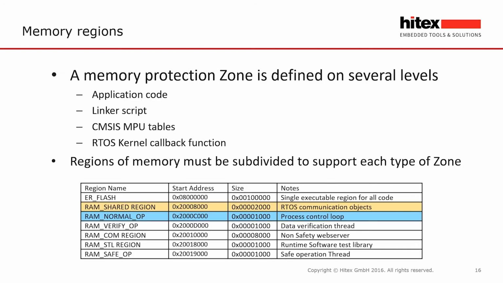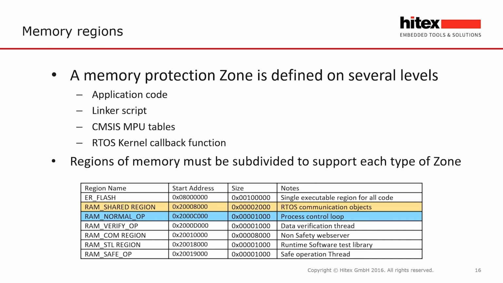Now, in order to set this up, we normally just create our threads and allow the kernel to allocate the memory. But within a safety application, we have a lot more of that low-level legwork to do. So we have to statically allocate all of the thread code within the application code. We have to position that with the linker script file. Then we have to set up the MPU tables to define the MPU regions for each thread as the code's executing. And that will then be called by an RTOS callback function to switch the MPU table as a new thread becomes active.